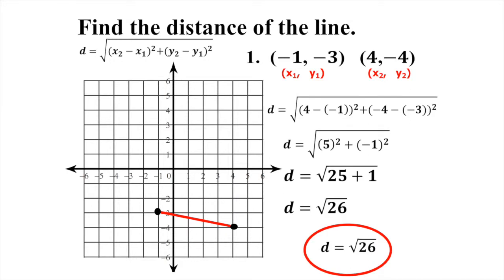Check your answer on this one. This one was the square root of 26. We cannot reduce it any further than that. There is no perfect square in the square root of 26. So that's as far as we can go. That is our distance there. And we like to leave it in this radical form because this is considered an exact answer. It's not rounded in any way.